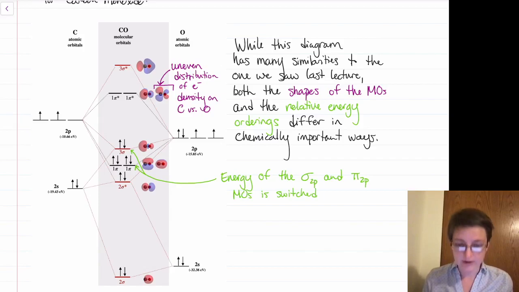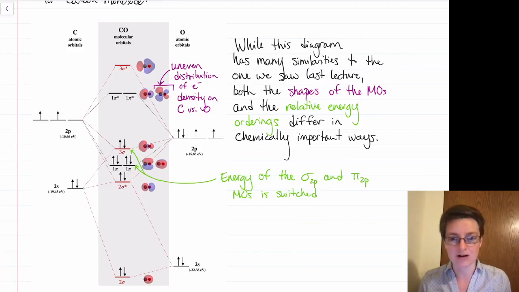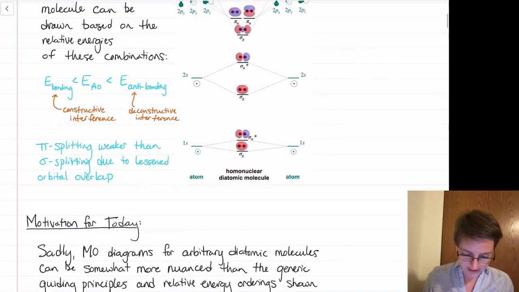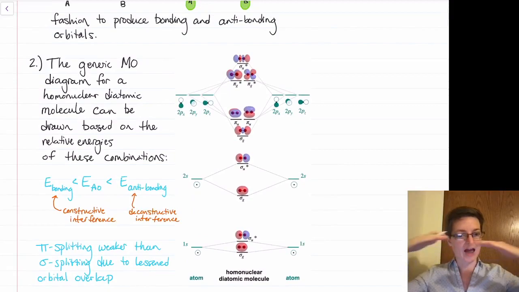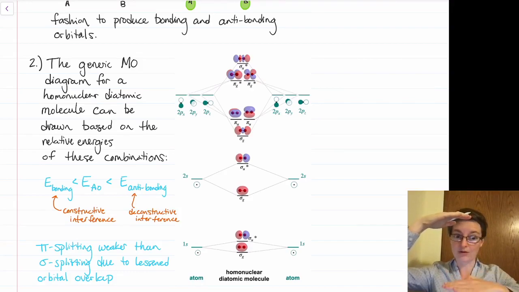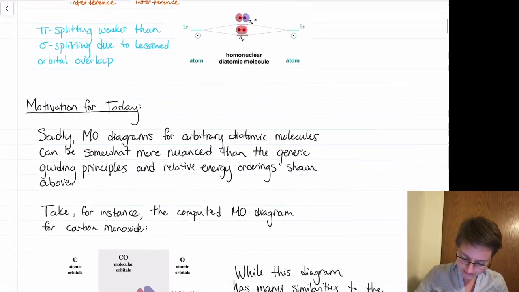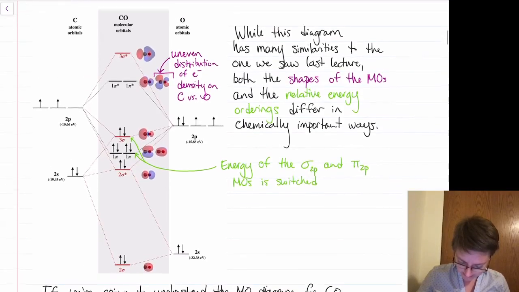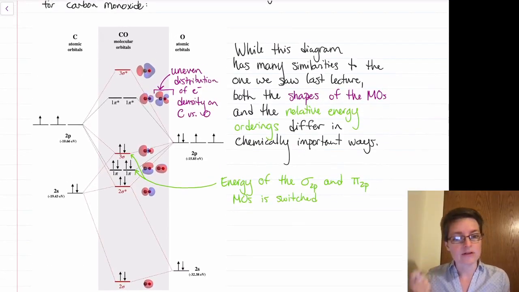There's a few areas that I want to highlight. One of those is that you may notice, compared to our diagram for O2, where again it had this nice AO energies, pi splitting a little bit above and a little bit below, sigma splitting below that and above that. Suddenly with CO, we see that the energies of the sigma 2p and pi 2p MO orbitals are switched.